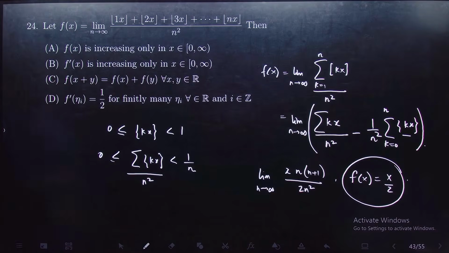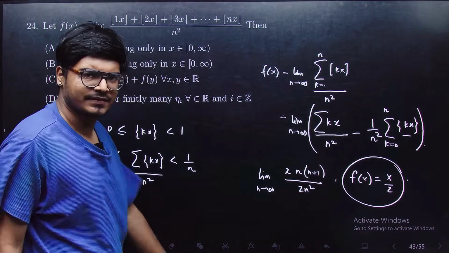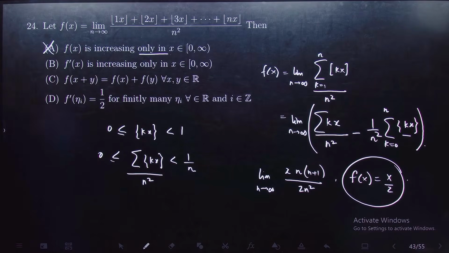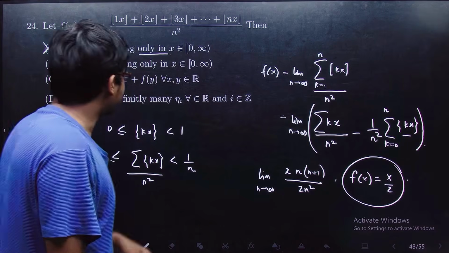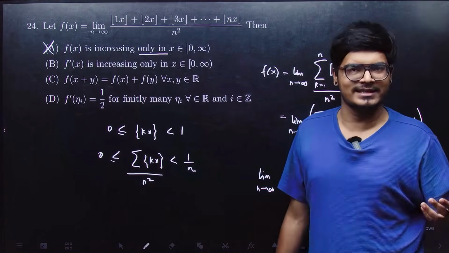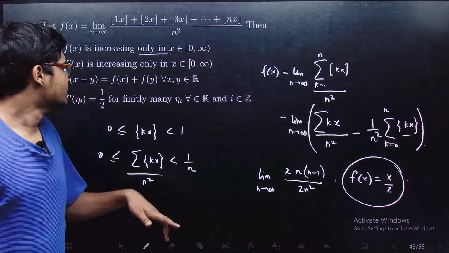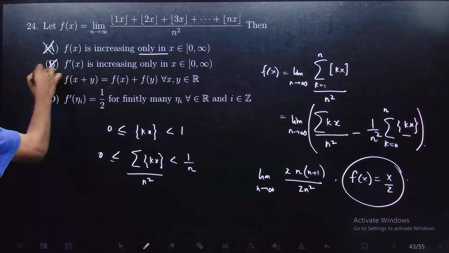If f(x) is equal to x by 2, f(x) is increasing only in the positive reals, that's incorrect, right? That's obviously incorrect. It's increasing everywhere. f(x) equal to x by 2 is a strictly increasing function over all reals, right? So this option is going to be incorrect. Second one is f prime x is increasing. f prime x is just half, right? Technically, half is also a non-decreasing function, and when we say increasing, we allow equality, right? Okay. So is it only increasing in 0, infinity? That's also incorrect, right? It's also increasing everywhere.